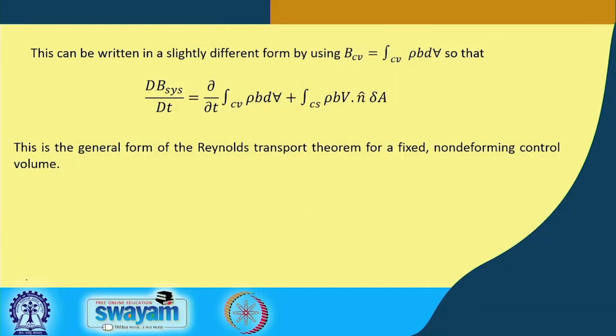Welcome students, this is going to be the last lecture for the basics of fluid mechanics 2, where we are going to see the conservation of momentum in more detail. So starting with the last slide where we left in the last lecture, we derived the general form of Reynolds transport theorem here. So this is the general form.